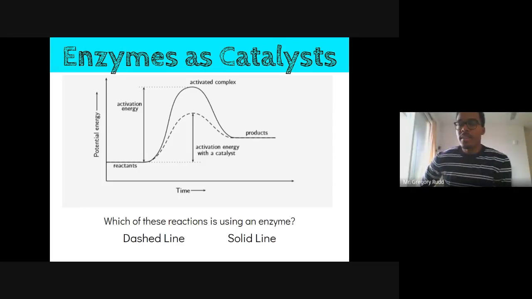Sorry about that. I needed a swig of water. But looking at this picture, looking at these graphs, can we tell which reaction is using an enzyme? Is it the dashed line or the solid line? You all can send your answers to the chat. Which of these reactions is using an enzyme, the dashed line or the solid line?